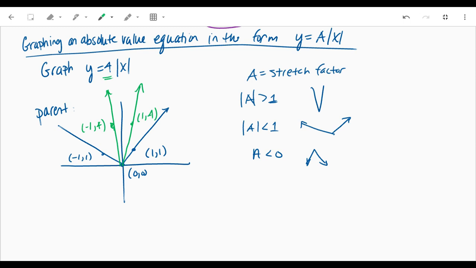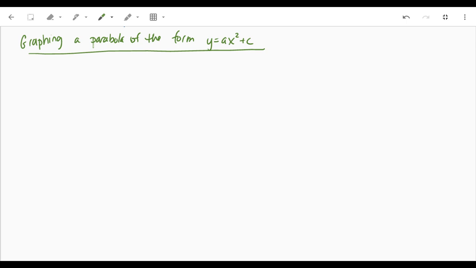The next one is graphing a parabola. Another one where we're revisiting your parent functions. Graphing a parabola of the form y equals ax squared plus c. Remember your parent function here again. It goes through 0, 0, 1, 1, and negative 1, 1, just like an absolute value one, but it's curved instead.